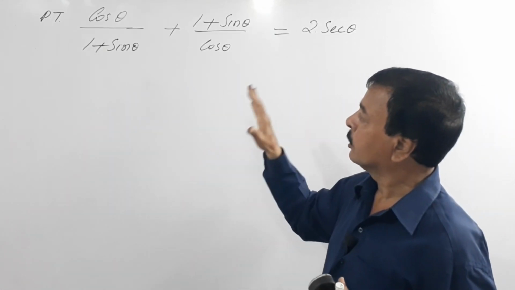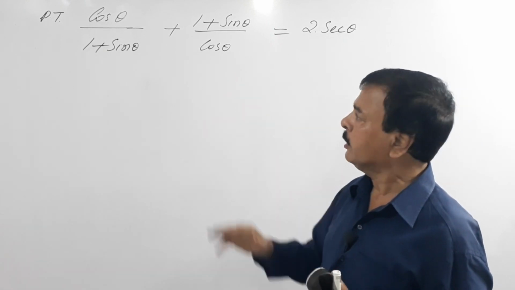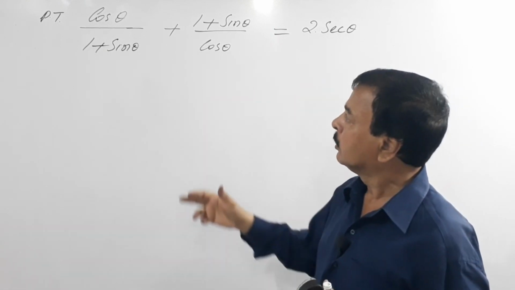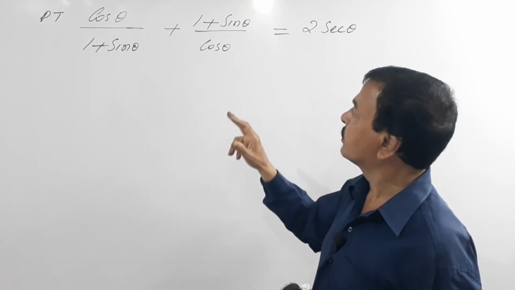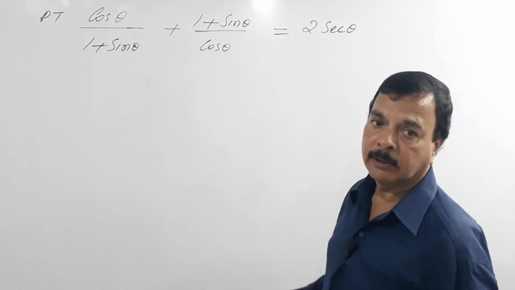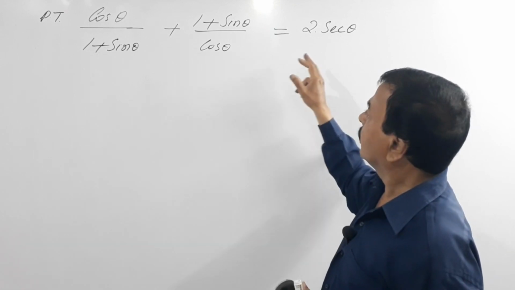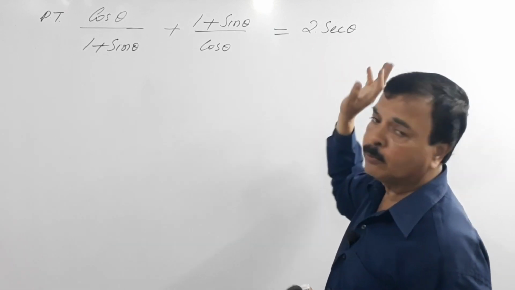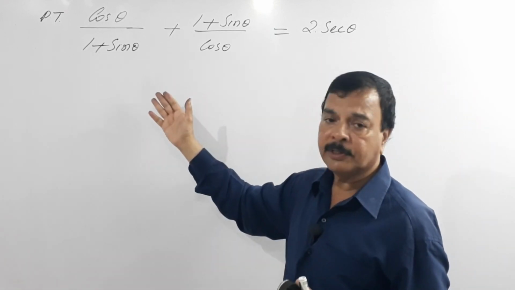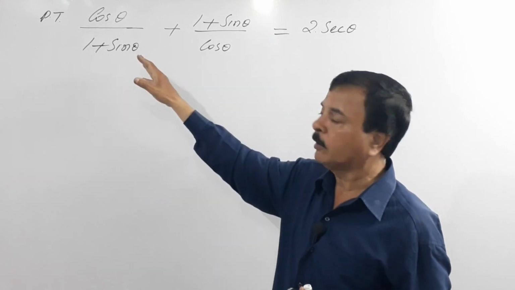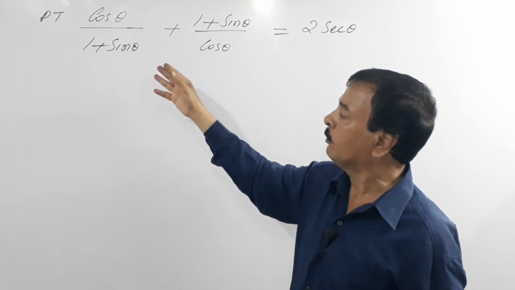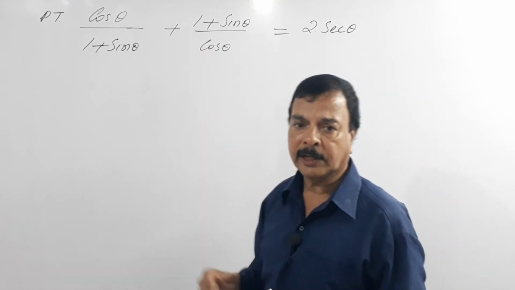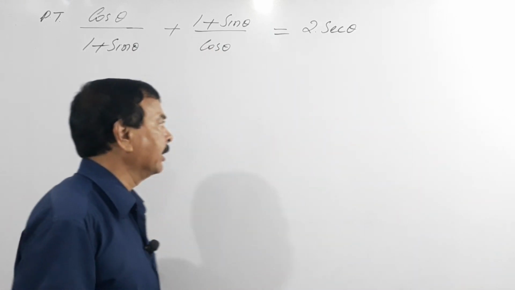So dear students, here is one more problem quite similar to the previous problem. Cos theta by 1 plus sin theta plus 1 plus sin theta by cos theta. Show that these are equal to 2 secant theta. So again the same problem, but the formula is changed. Instead of sin we have given cos. So let's take LCM. It's a revision, like we'll do once again.